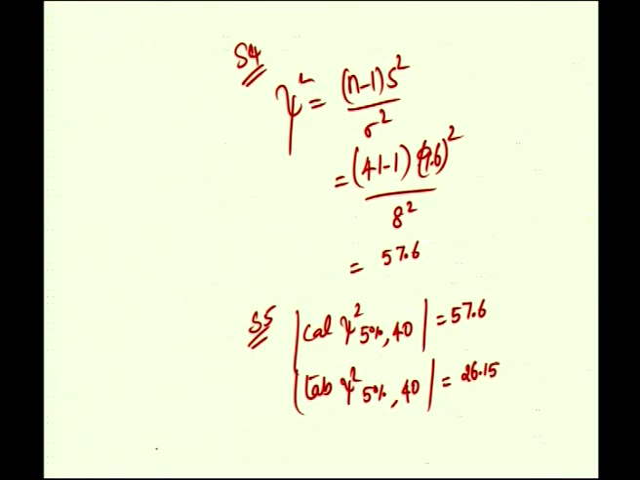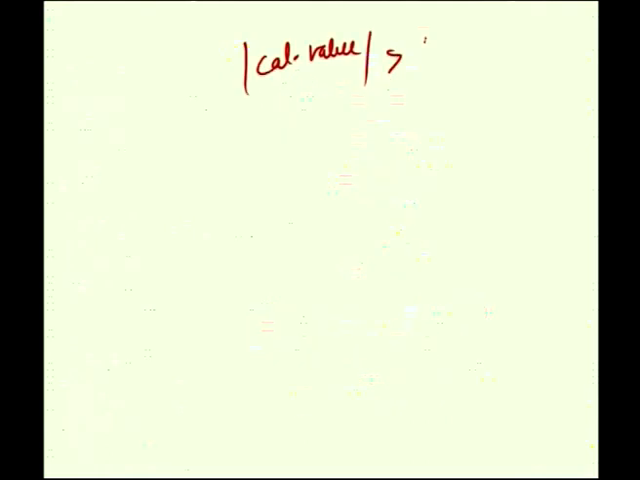26.15. This is from the tables. Already the table values are given for one-tailed test. Now the calculated value is 57.6, which is much greater than 26.15. Therefore, the calculated value is greater than the tabulated value, which means H naught is rejected.